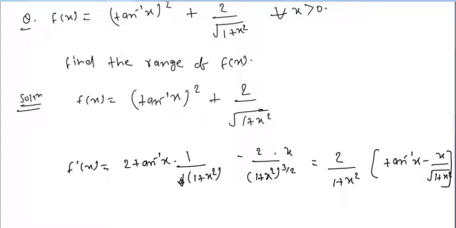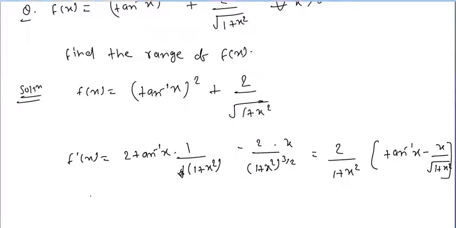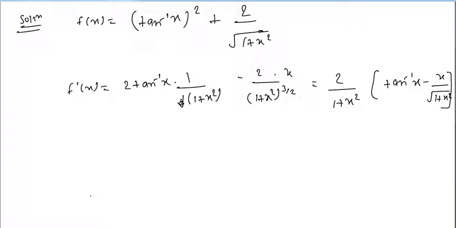Clear? So when is it increasing or decreasing? You have no idea where it is increasing or decreasing because it is also complicated. We cannot find the sign of this derivative from here. So take h(x) as its function. Here the other part is positive, and you have to check the sign of this part, which is unknown. So take h(x) equal to tan inverse x minus x divided by square root of 1 plus x square.